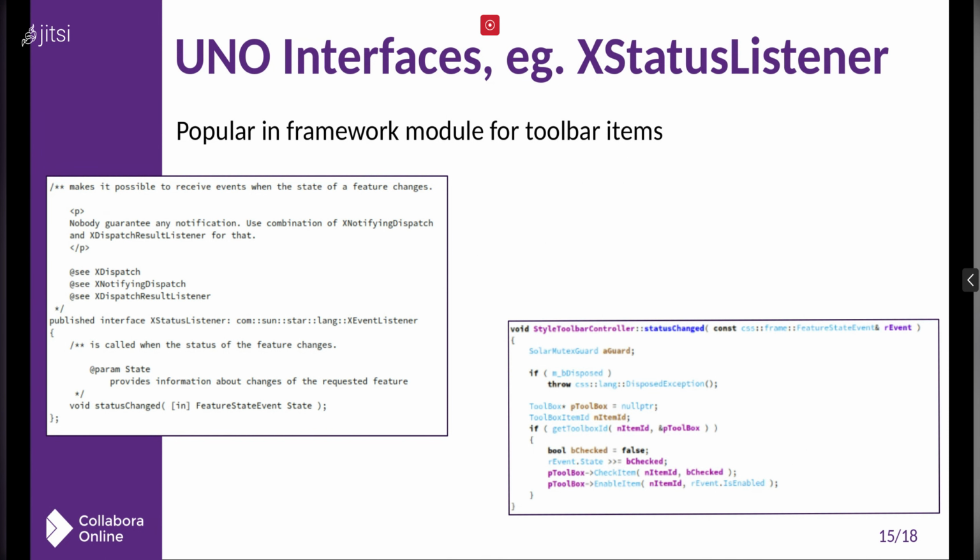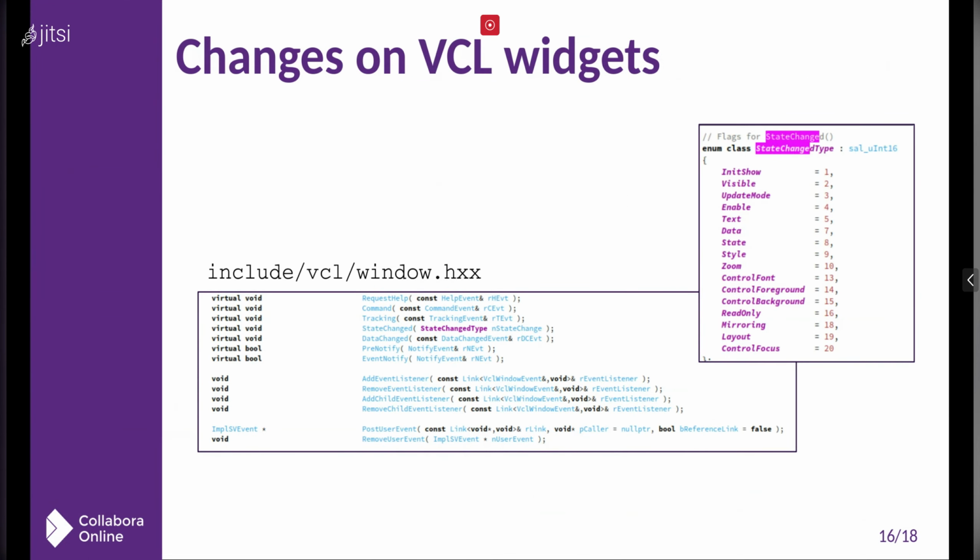And here is the example implementation in style toolbar controller, where we can get some update, and the method is status changed, where we get event data and we can do something about that item. In this example, I see the item can be checked or enabled.